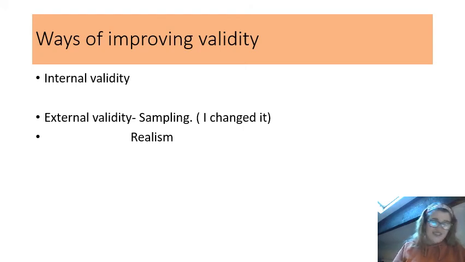The first way is we've got to choose the correct and the appropriate experimental design. So is it independent groups? Should it be matched pairs? It just depends on the research. Can we control those extraneous variables? So sometimes it can be quite tricky.